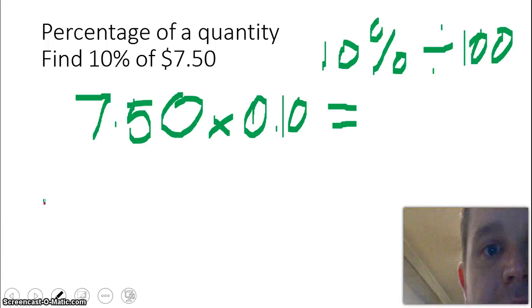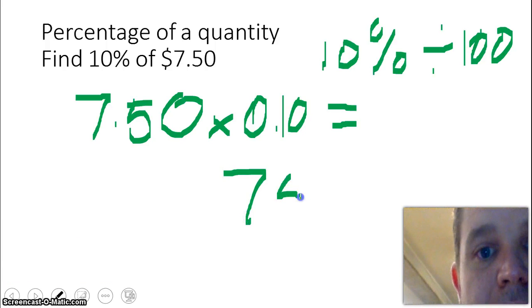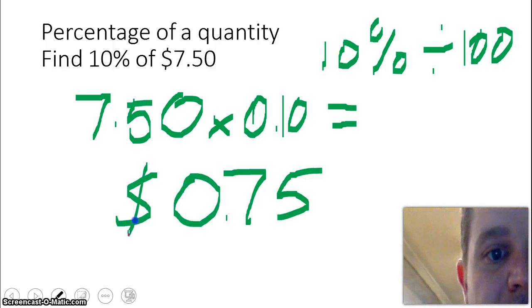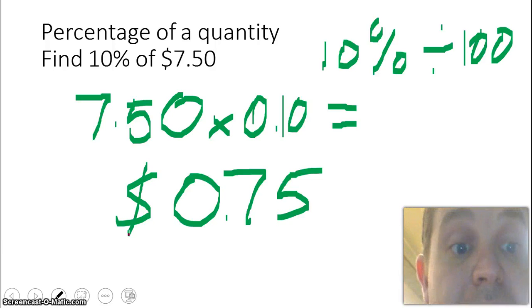And what we're going to end up with is 75 cents being our quantity. And that's how we do a percentage of a quantity.